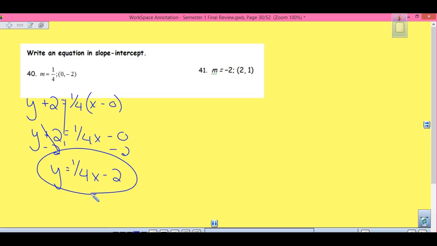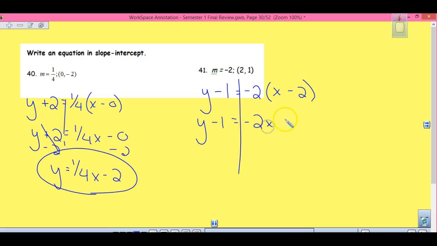Okay, exact same thing over here. So y minus 1, because it's y minus y1 is my formula, equals negative 2 times x minus 2. So we distribute: y minus 1 equals negative 2x plus 4. Add 1, y equals negative 2x plus 5.